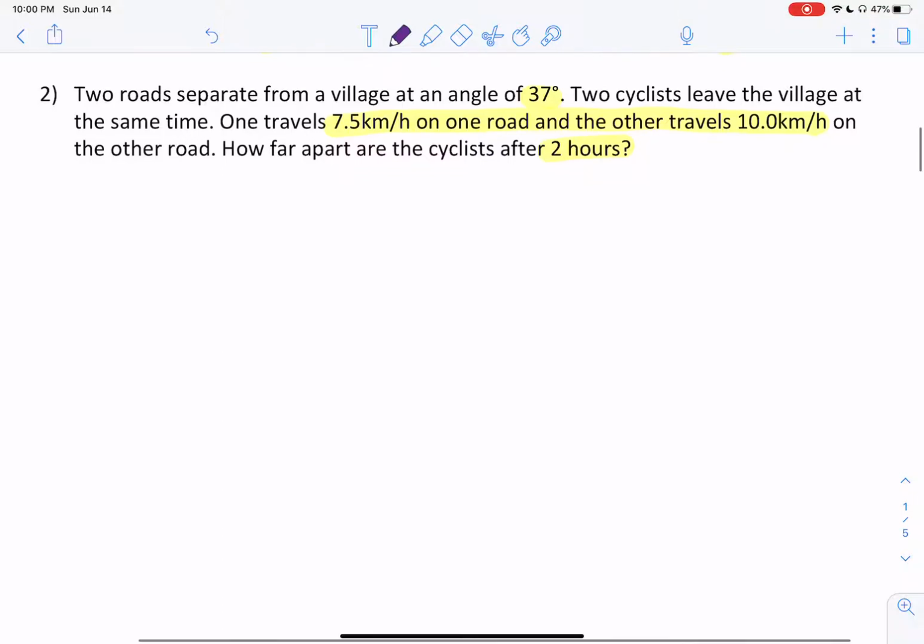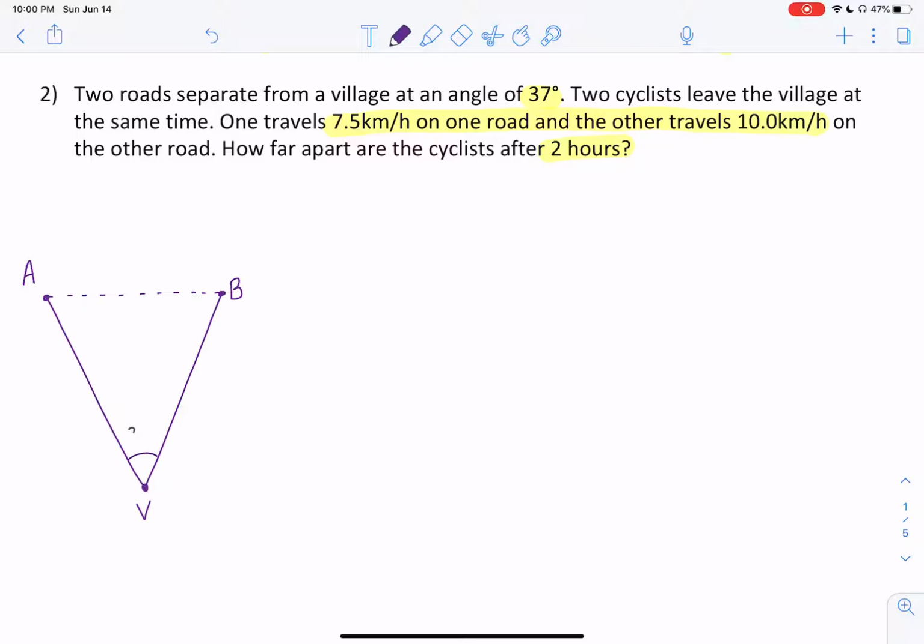So let's start at our village right here. And we have our two cyclists. Cyclist number 1, or cyclist A, we'll call them, goes this way. And cyclist B is going to go this way. And what we want to figure out is how far apart cyclist A and B are at the end of 2 hours. The next piece of information we're given is that they go at an angle of 37 degrees, so we can put that in.